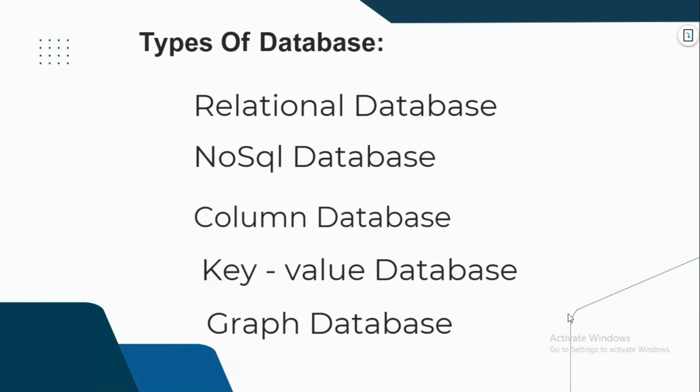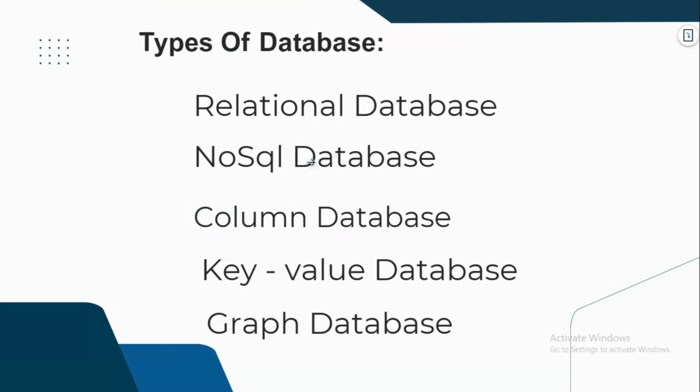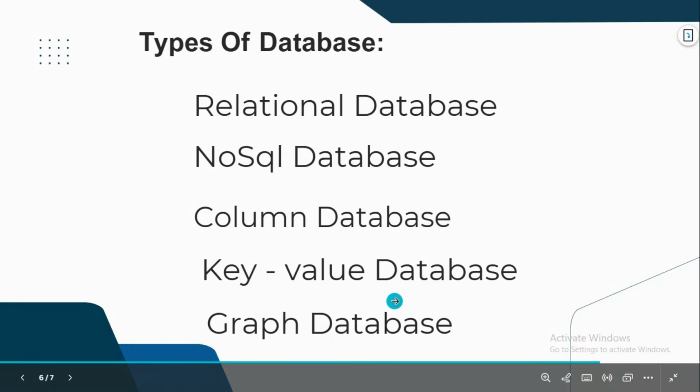Now let us understand the types of database. Here we have five types of database: relational database, NoSQL database, column database, key value database, and the graph database.